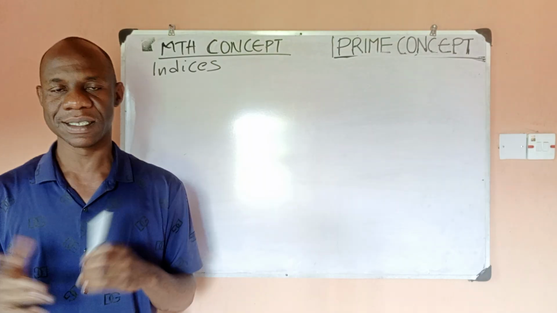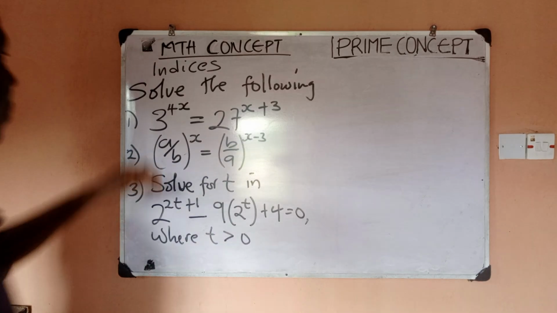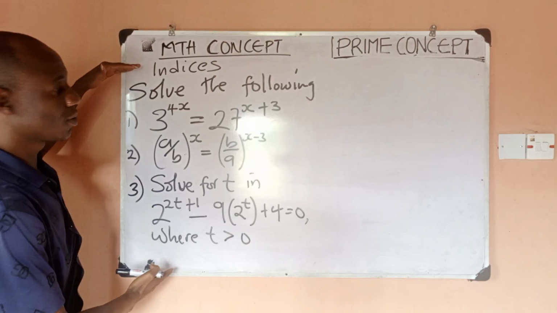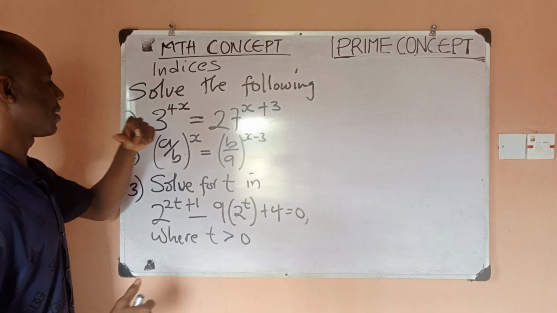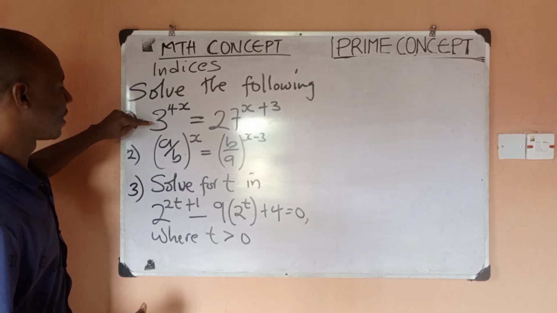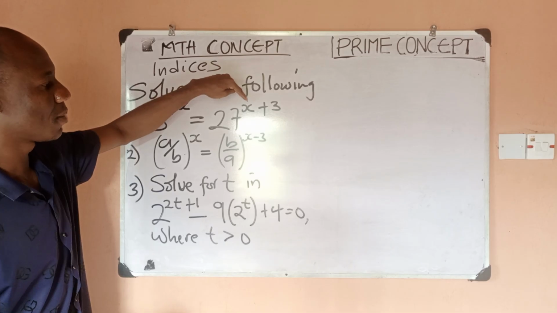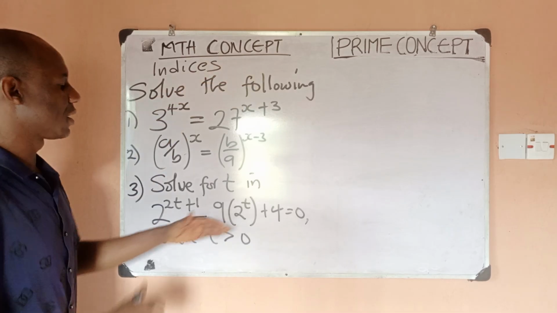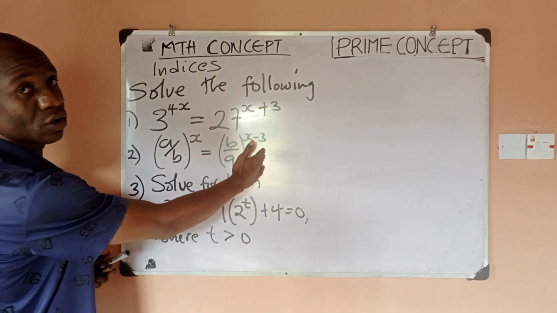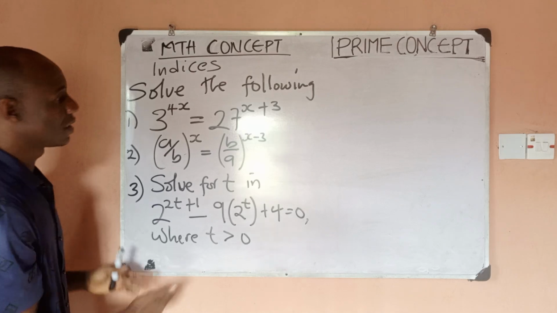So let's take a look at these 3 problems very quickly. Alright, so we want to consider these problems. We want to solve these examples, right? And then we'll continue with more examples in the next videos. The first one says 3 raised to power 4x is equal to 27 raised to power x plus 3. In this first case, we want to solve for x. Second case, we want to solve for x. Then the third case, they say solve for t.